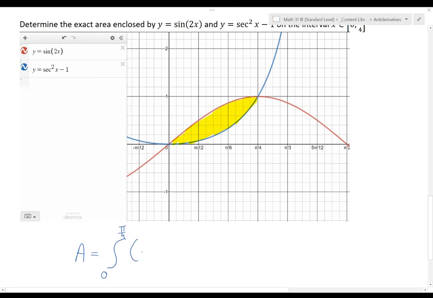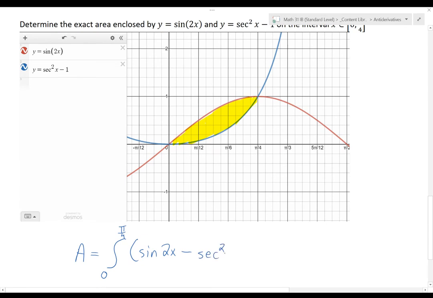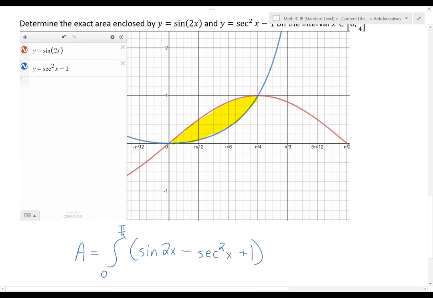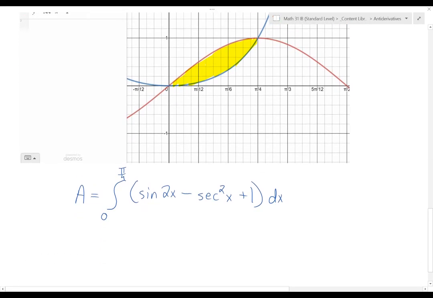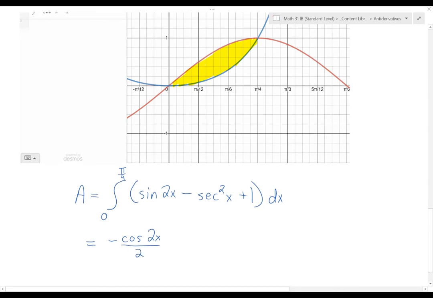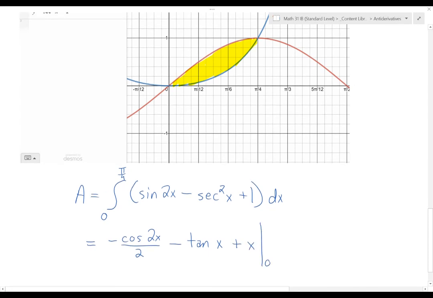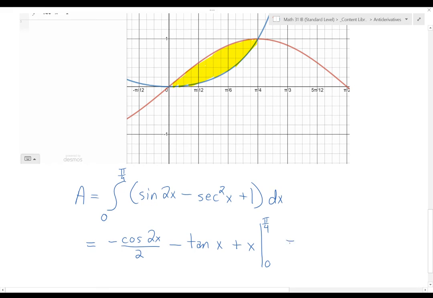So the area is going to be from 0 to pi over 4. The top function is the sine of 2x. The bottom function is the secant squared of x minus 1, but since I'm subtracting it, it becomes plus 1 dx. All right, so I need an antiderivative of this. So the antiderivative of sine of 2x is going to be negative cos 2x over 2, because if I differentiated that, I would get the times 2 from the chain rule. The antiderivative of secant squared of x is the tangent of x, and an antiderivative of 1 is x.